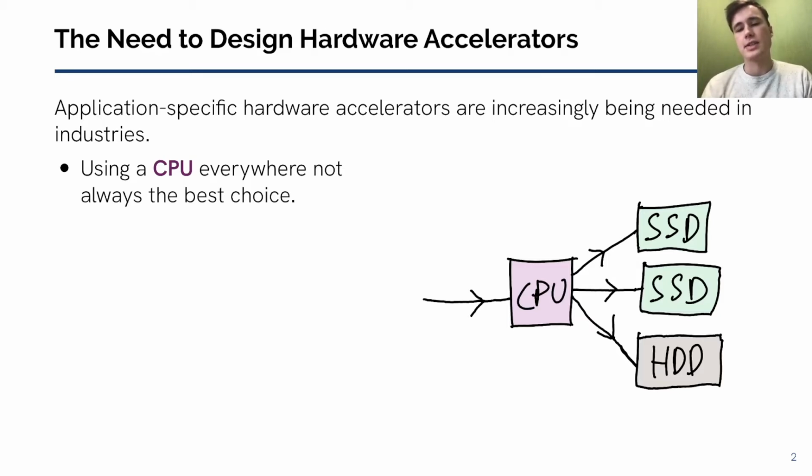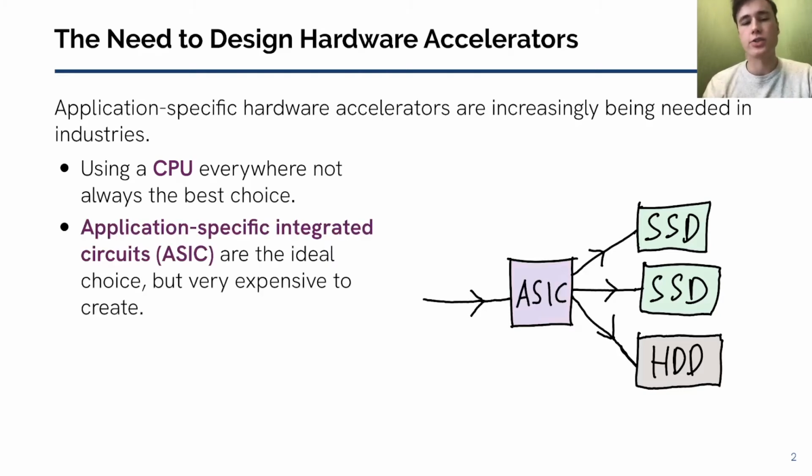Instead, this means that it will introduce latency into the fetching of data, and it will also use a lot of power. An ideal alternative to this is to use an application-specific integrated circuit instead. This would produce the lowest latency and lowest power consumption, but it is very expensive to manufacture, and if the application changes in any way, the ASIC would have to be taken out and replaced.